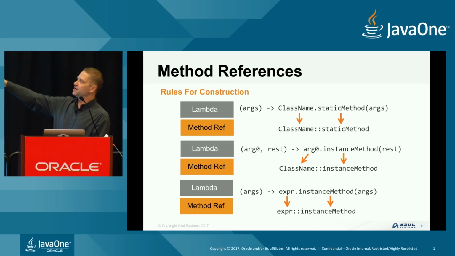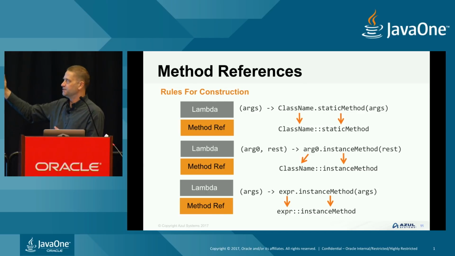And if we look at the rules for construction of those, most of it's fairly straightforward. So in the first case, if we're dealing with a static method, what you're going to have is a Lambda expression where you've got some arguments, and then you've got a class name, and then you call the static method on that with those arguments. So to convert it into a method reference, you simply use the class name, double colon, static method name. Great. Going to the bottom, where we're using an existing object reference, what we can do is the same thing. We can say, okay, we've got some arguments, we've got an expression which represents an existing object, we're calling the instance method on that with the arguments.